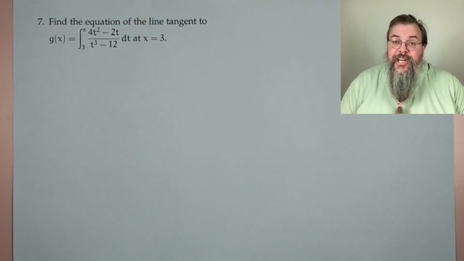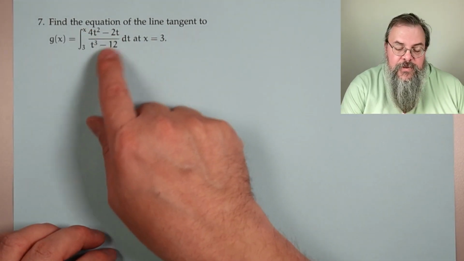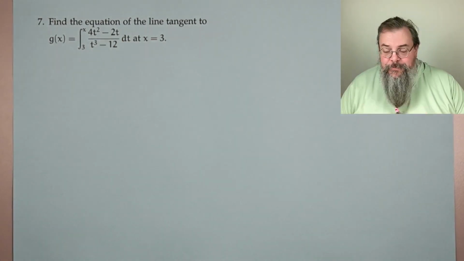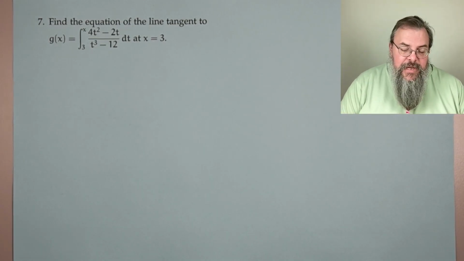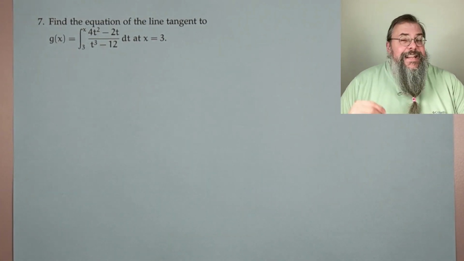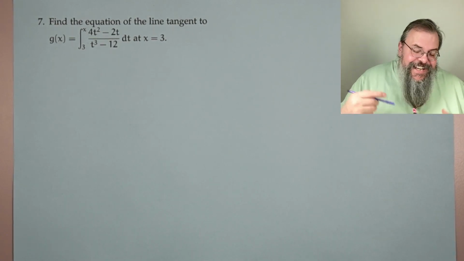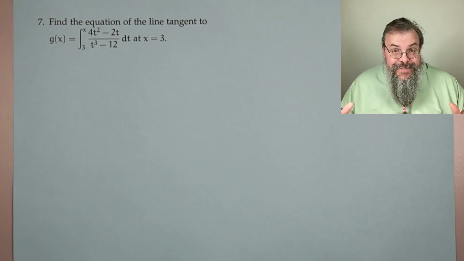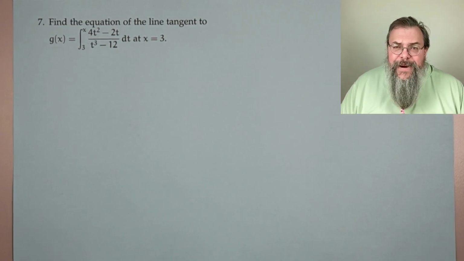Find the equation of the line tangent to g of x, which can be written as the integral from 3 to x of 4t squared minus 12t over t cubed minus 12 dt, at x equals 3. Cool. Now, looking at this, does that mean we've got to integrate this? Looking at this expression, 4t squared minus 2t divided by t cubed minus 12, this is an integral we would not want to do. It is unpleasant.